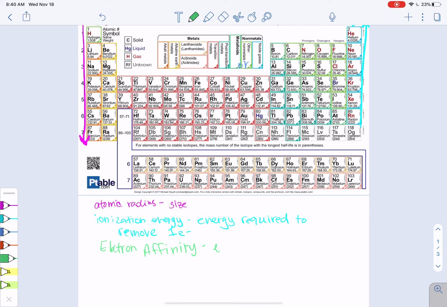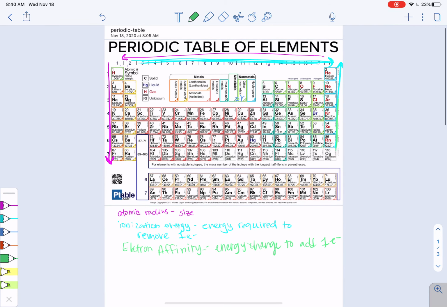Okay, electron affinity is the energy change to add one electron. So it also goes to the top right, so it goes up and over as well. Okay. So at the top right, we now have EA, and we also have IE, which is EA is electron affinity, IE is ionization energy. The bottom right, we have atomic radius.